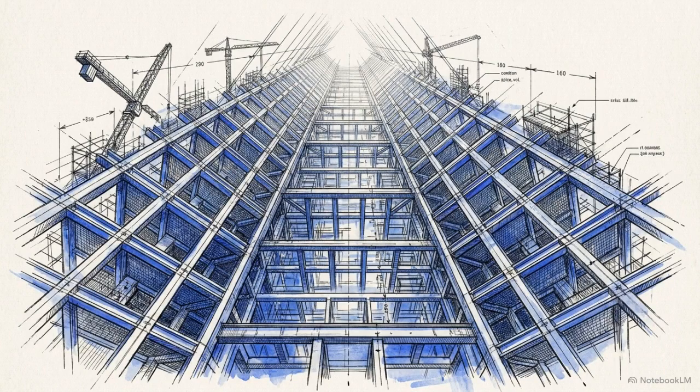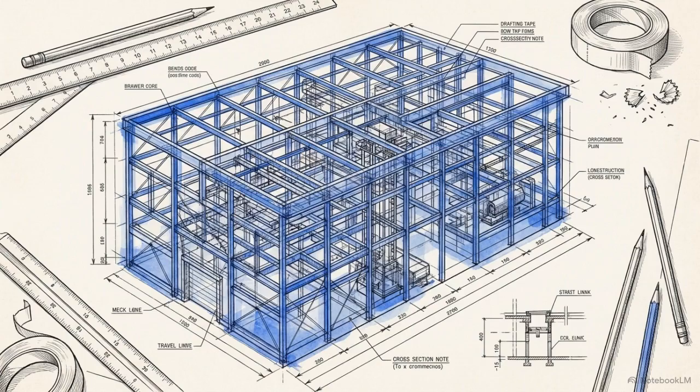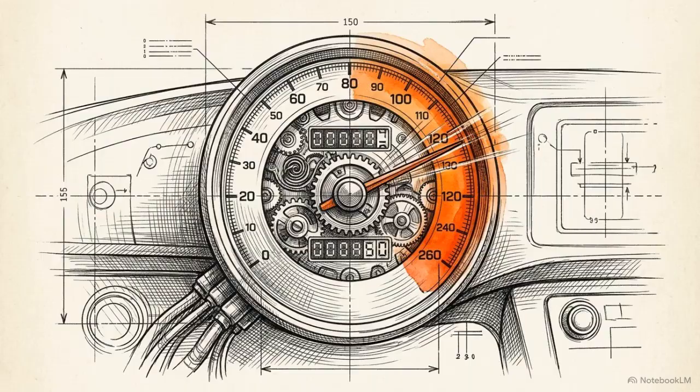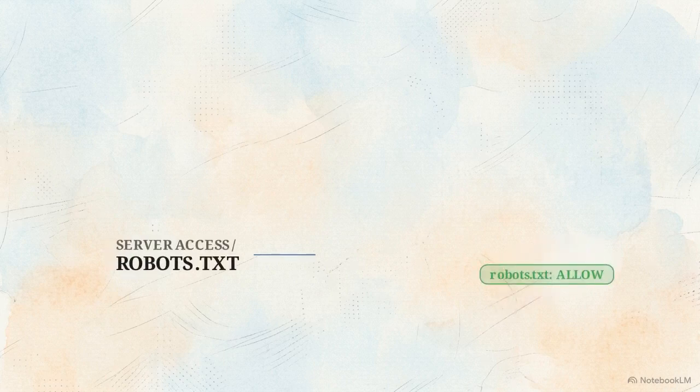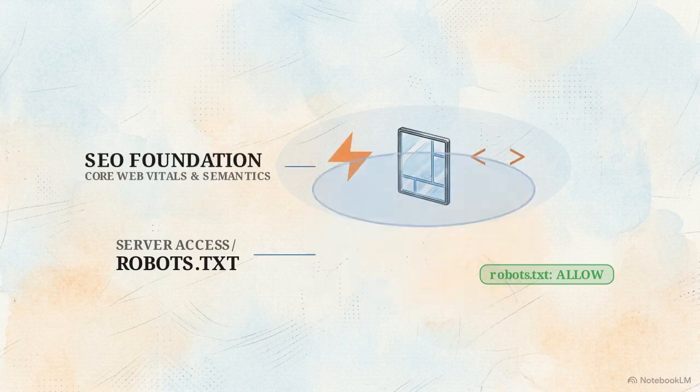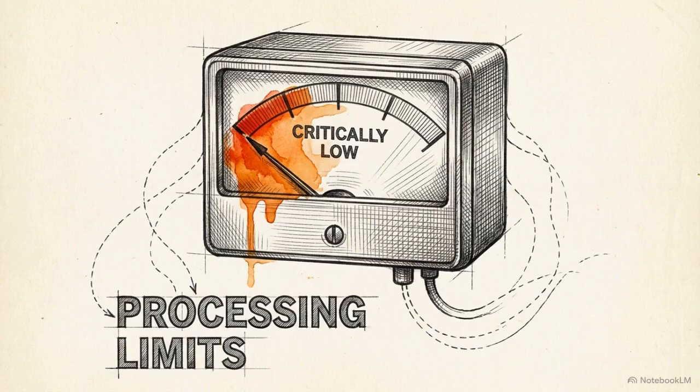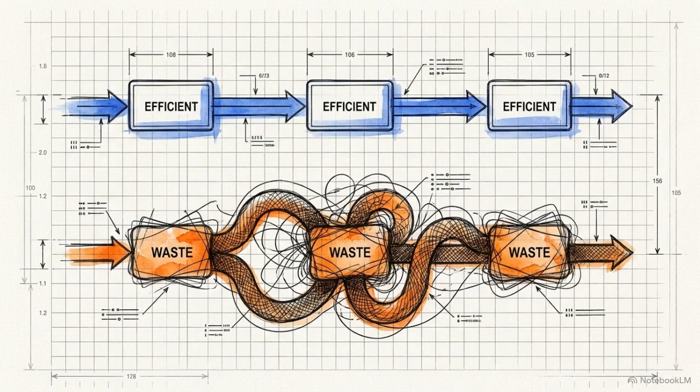Moving upward from server access, we address the structural makeup of the loaded page. This phase requires clean site architecture, optimized load speeds, and strict HTML semantics. This architectural stack begins with a base layer of open server access and a clean robots.txt file. The middle layer secures core web vitals and HTML semantics directly on top of that server bedrock. AI models operate on strict compute budgets. They prioritize indexing and citing pages with efficient load speeds and clean parsing structures over those that waste processing power.